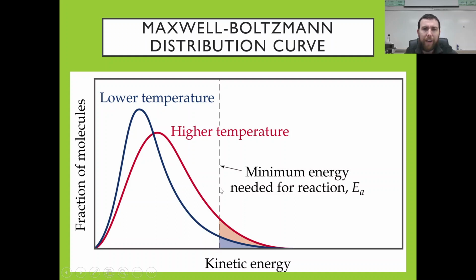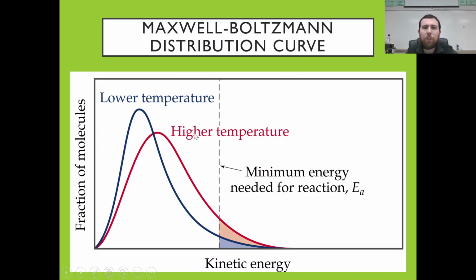Anything that is before this dotted line doesn't have the minimum energy required in order for this to happen. Anything that's past that line is going to have that minimum energy. And now we've got two curves that have been graphed here. We have one that's in blue and one that's in red. Now, obviously, they've told us one's lower and one's higher.